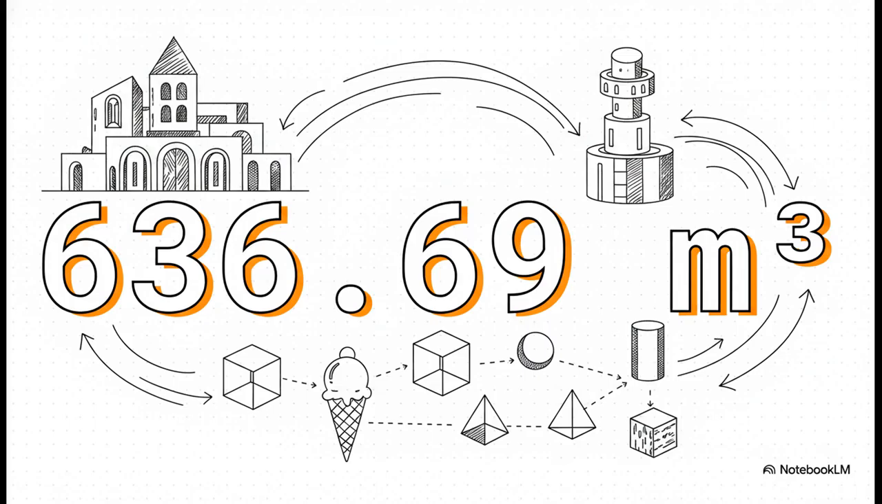636.69 cubic meters. It's kind of mind-blowing to realize that we can calculate the volume of huge architectural marvels using the exact same logic we just used for a melting ice cream cone. Once you grasp this concept of composite volume, the scale of the object doesn't matter at all.